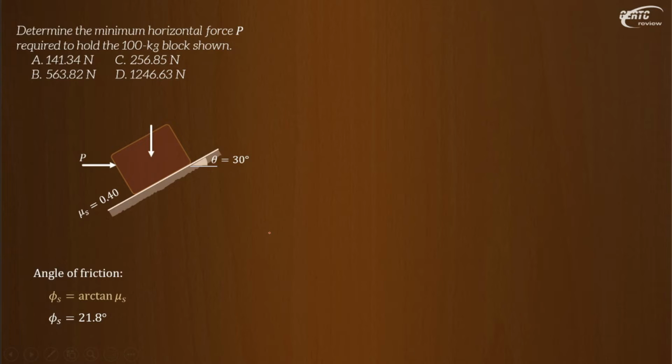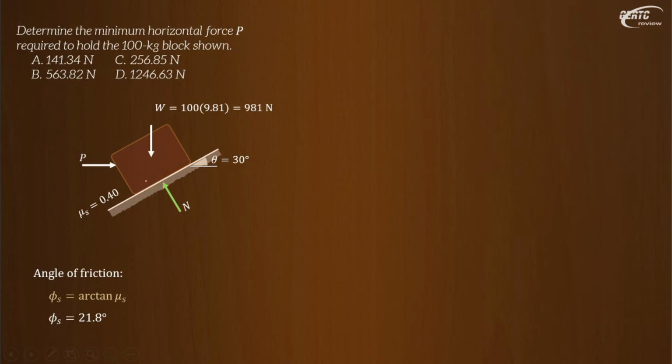We have the weight of the block, 100 times G, so that's 981 newtons. The normal reaction, N, and the friction force. How will the friction force be directed? Is it going down or going up?